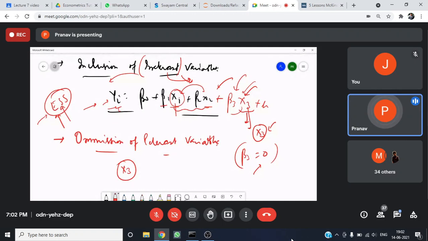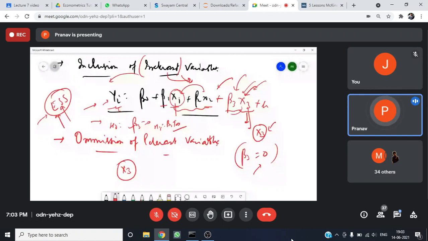The simple way to test this is that your null hypothesis is that beta 3 is equal to 0, and the alternate hypothesis will be that beta 3 is not equal to 0. If you are able to reject the null hypothesis, what it means is that x3 is not an irrelevant variable. Basically, even when you keep in control of x1 and x2, x3 definitely explains some movement of y.